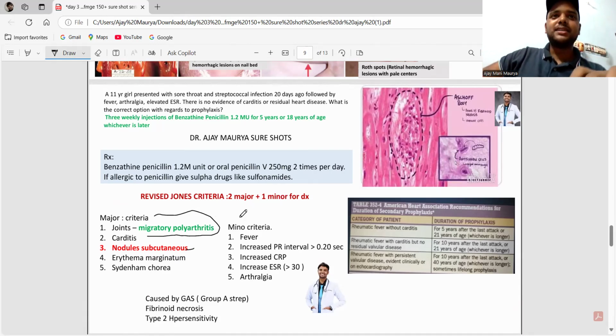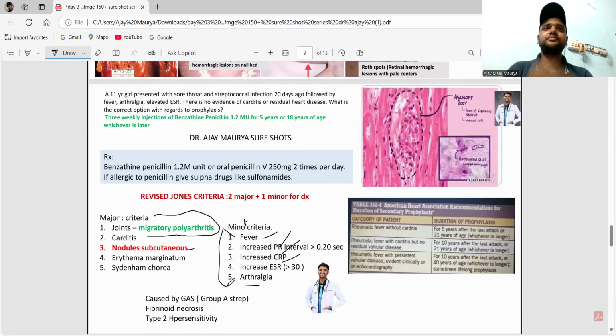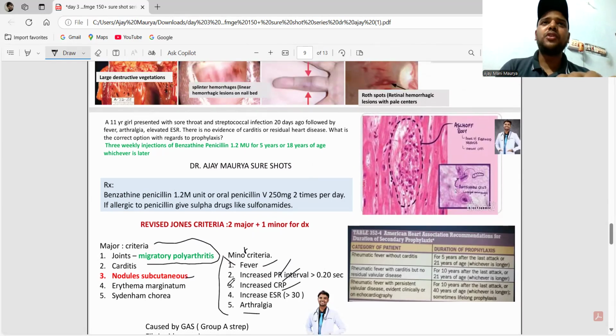Coming to the minor category: fever, increased PR interval, CRP, ESR, arthralgia. See, it's easy. All of these are the minor criteria. Done. Remember how you are going to manage that one.